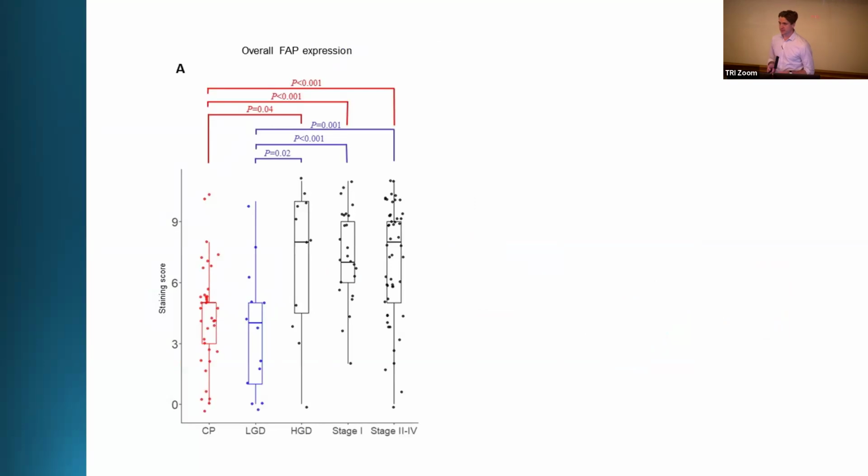And this is what we found. First and foremost, overall FAP expression, that is the sum of stromal and epithelial expression, becomes overexpressed at the point of high-grade dysplasia and remains elevated through all stages of PDAC.